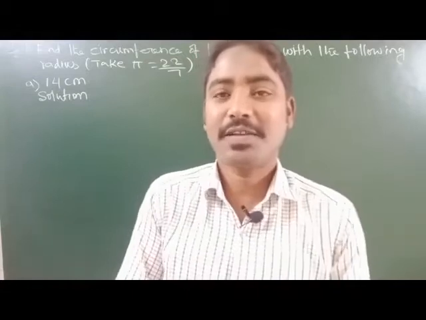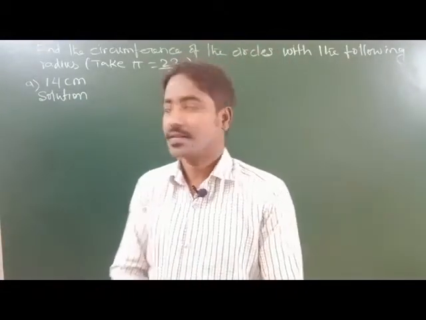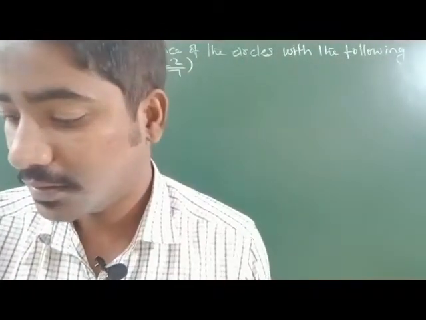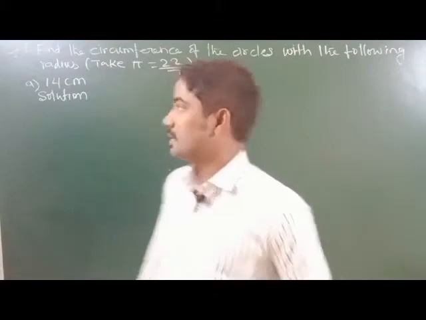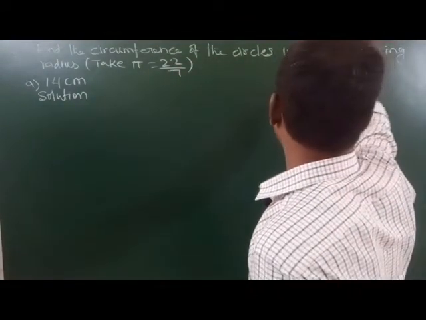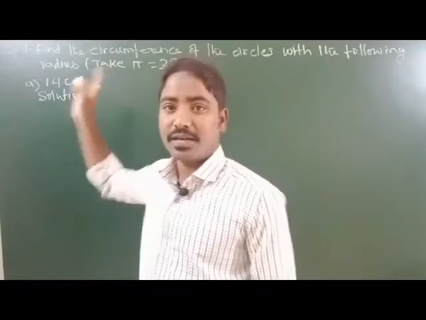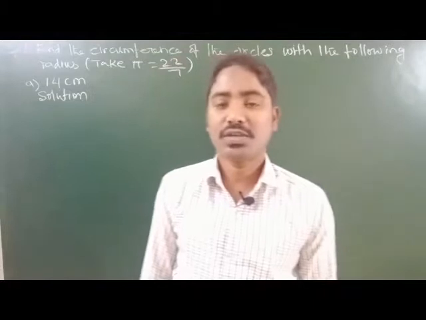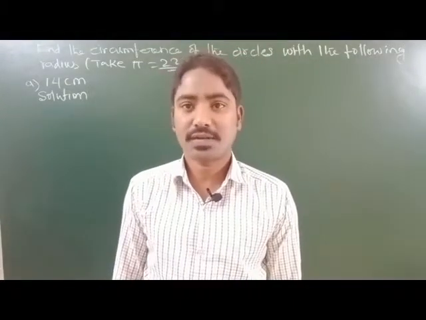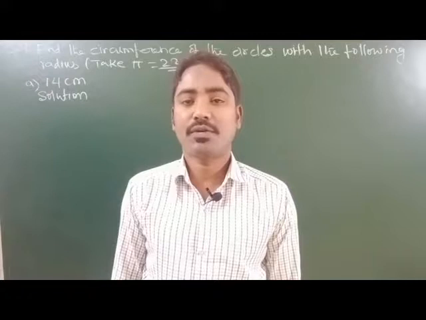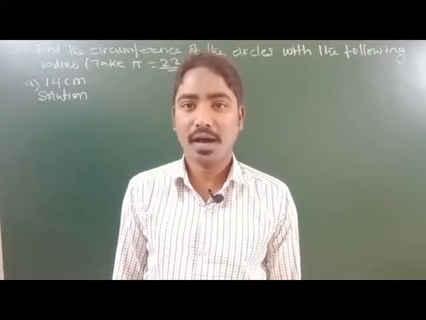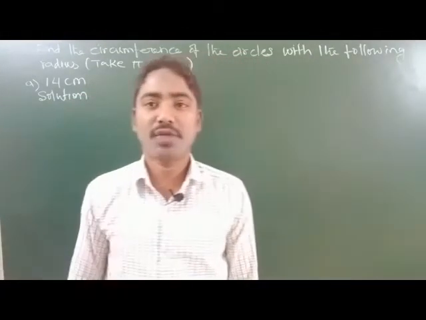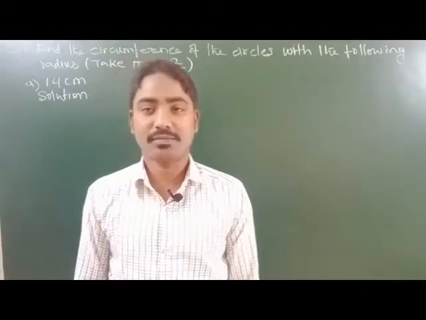So in today's session we will solve this new exercise 11.3. Okay, starting from the very first question. The very first question is asking you to find the circumference of the circle with the following radius and take the value of pi as 22/7. So we know, students, that for finding the circumference of a circle we have the formula: circumference is equal to 2 pi r. Okay, r is given, pi is given, we just have to put it in the formula and do the calculation. We will get the circumference of the circle.